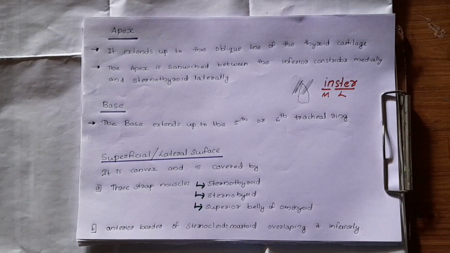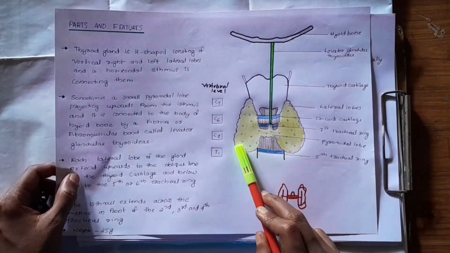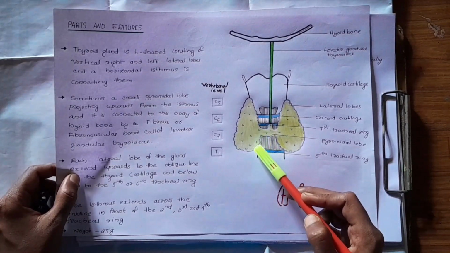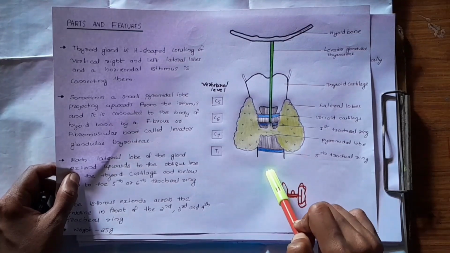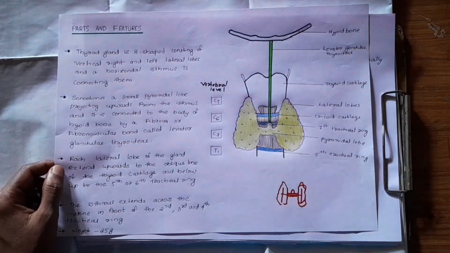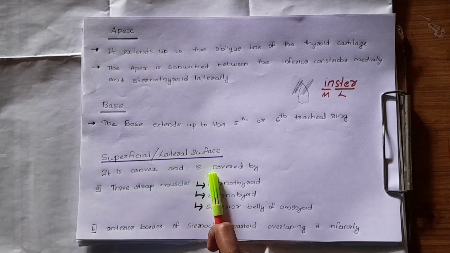Next is the base. The base extends up to the 5th or 6th tracheal ring. Just look at the picture. And this is the base, and the base extends up to the 5th or 6th tracheal ring. Okay. And next is the superficial or lateral surface.